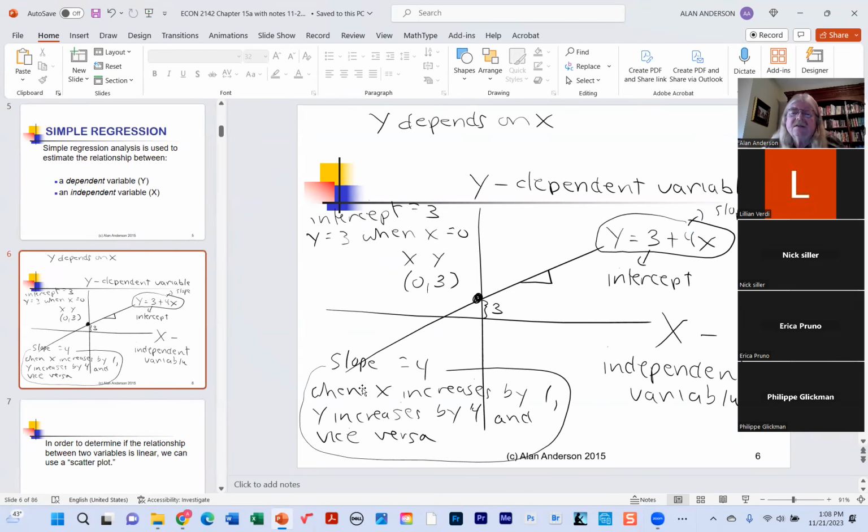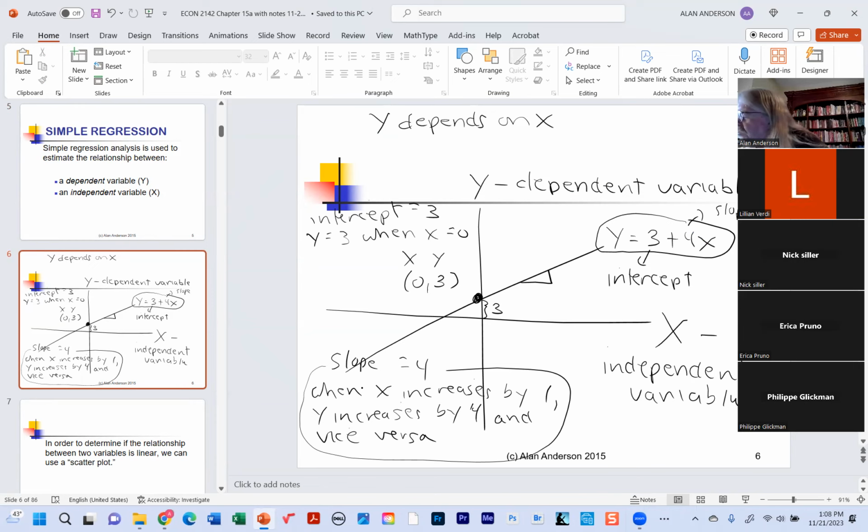So here's a quick example. Now, this is something you've seen before. I've just randomly chosen y equals 3 plus 4x to remind ourselves how this works. You'll recall that y is the dependent variable, x is the independent variable. And in the equation here, you can see that 3 is the intercept and 4 is the slope. Okay, it's written this way.